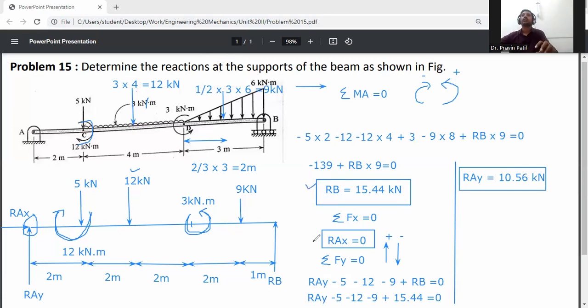So the reaction at B is 15.44 kilonewton. RAX is 0, and RAY is 10.56 kilonewton. This is your final solution. Okay.